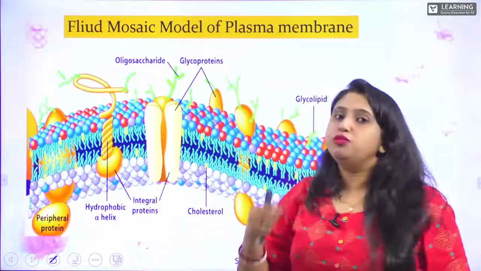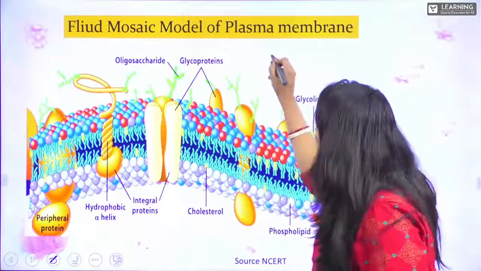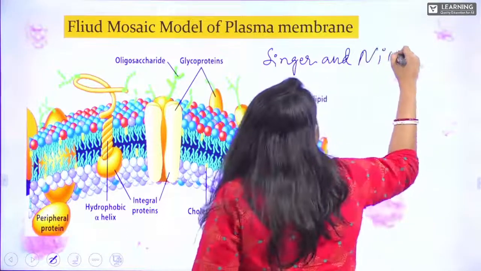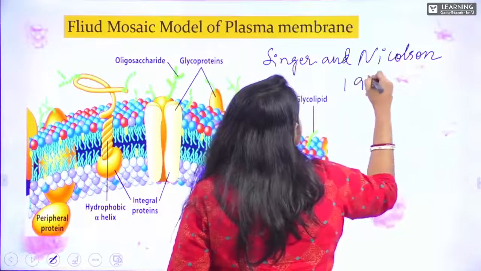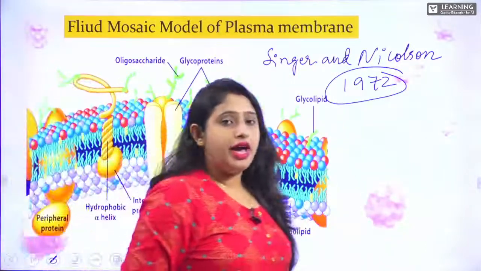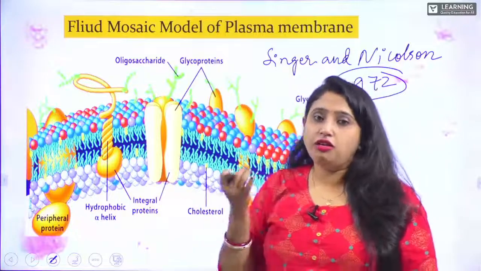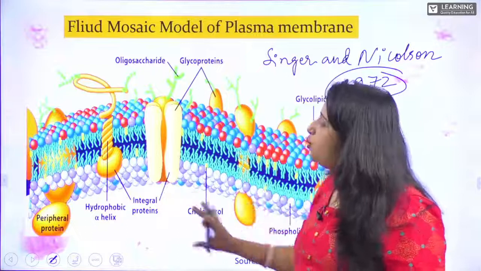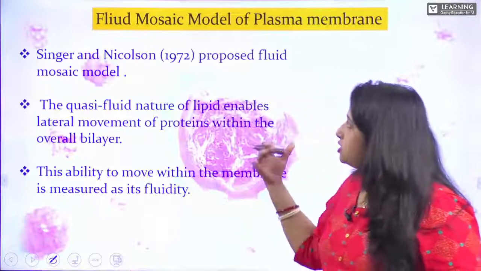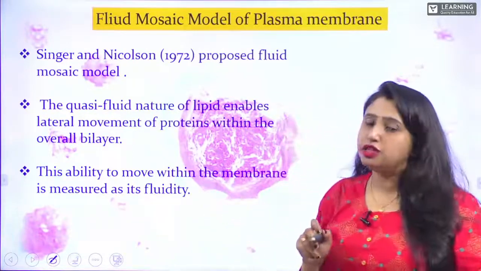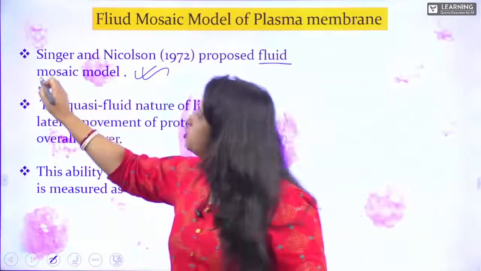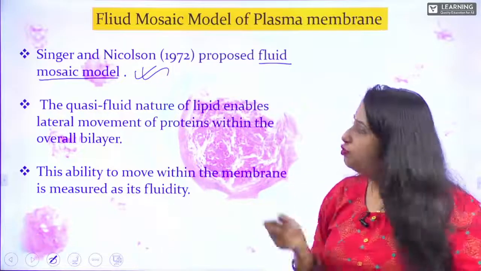right? So this is the fluid mosaic model of plasma membrane, which was given by Singer and Nicholson in the year 1972. So this is the most accepted model of plasma membrane, where they have clearly explained the structure of plasma membrane. Okay, so we have already discussed it, right? So what are the various components? Singer and Nicholson proposed the fluid mosaic model. So this model of plasma membrane is known as the fluid mosaic model of plasma membrane.